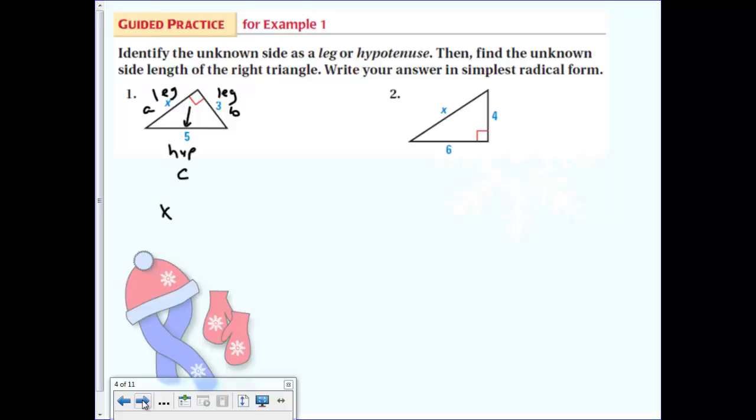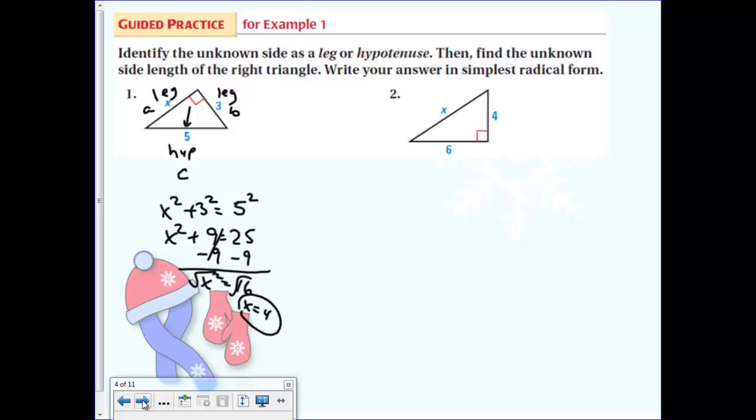A squared, so we have x squared plus b squared equals my c squared. So simplify it first. What is 3 squared? 9. What's 5 squared? 25. How do I get x by itself? We just did this one also at the start. Subtract your 9. X squared equals 16. Square root, x is 4. So I plug it in here, 3, 4, and then my hypotenuse is still the longest, so it's 5.